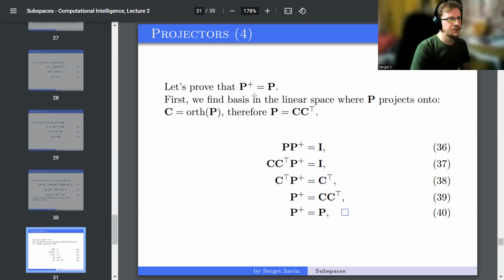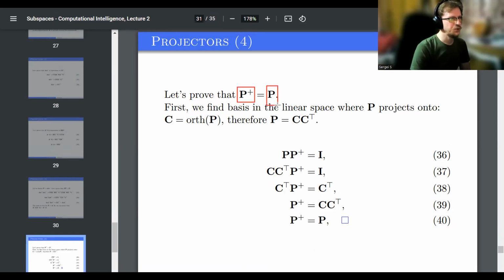We can try to prove that P pseudo inverse is equal to P. That is just bizarre. At this point, you don't even trust me, I think. And to be honest, I don't trust myself. I look at this after seeing this proof many times, and I still feel like, come on, this cannot be possible. Identities would have this property, but P, why? Quite interesting.